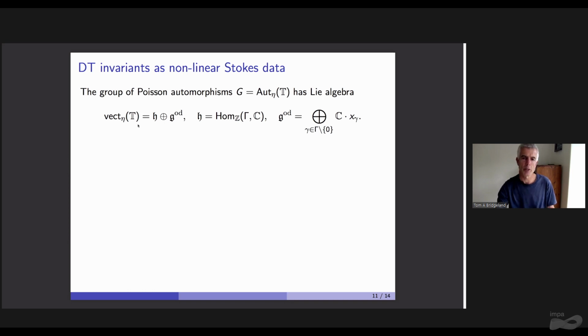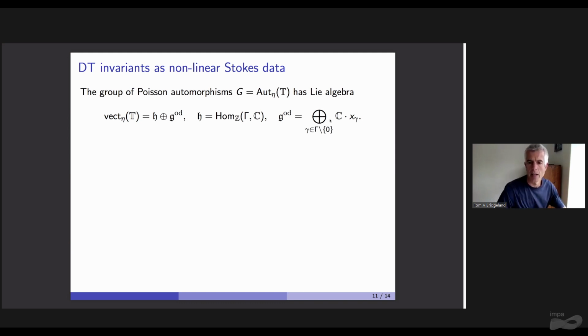So its Lie algebra should be vector fields on the torus, preserving this Poisson form. I'm thinking about the case where this form eta is non-degenerate, so this is really a symplectic form. And then this Lie algebra has two parts. First, there are the invariant vector fields, and those are given by this piece. And then there are Hamiltonian vector fields, which are basically given by functions on the torus, like this. So linear combinations of characters.